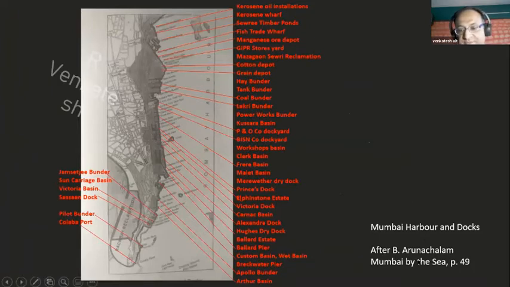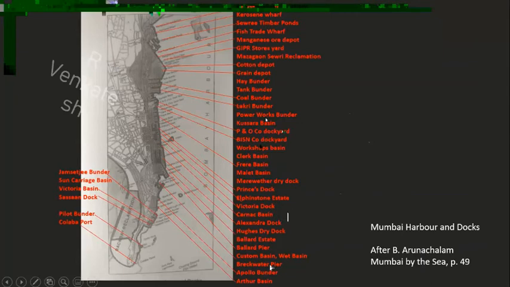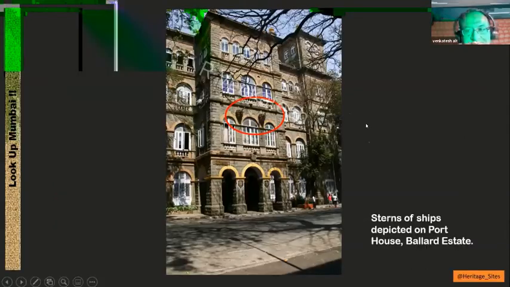So this picture I've taken from my MHS book. I'm acknowledging that after B. Arunachalam, Mumbai with the Sea, page 49. Just have a look at this entire range of the dockyards here. When you talk about GIPR store yards, P&O company yard, BISN, British India Steam Navigation, ferry, etc. Okay, we're at 11:15. Five minutes more, and we conclude.